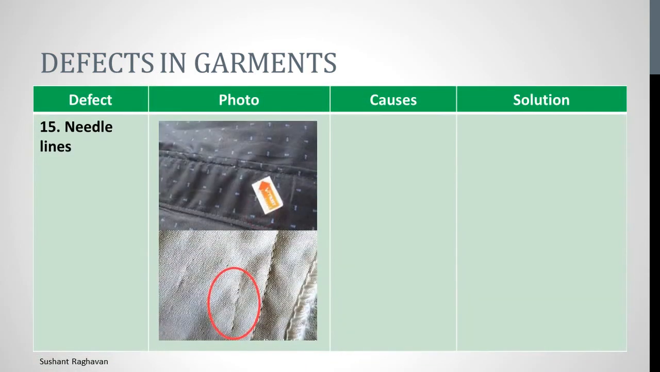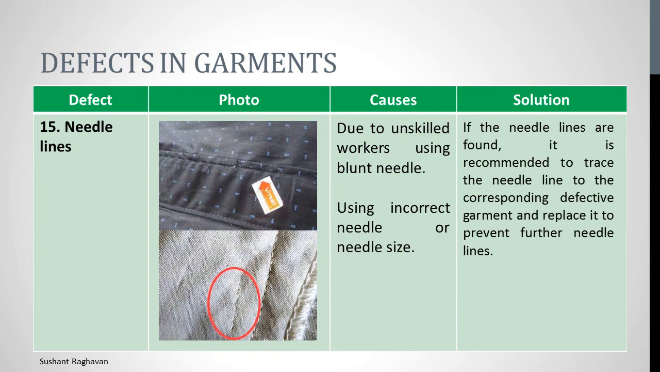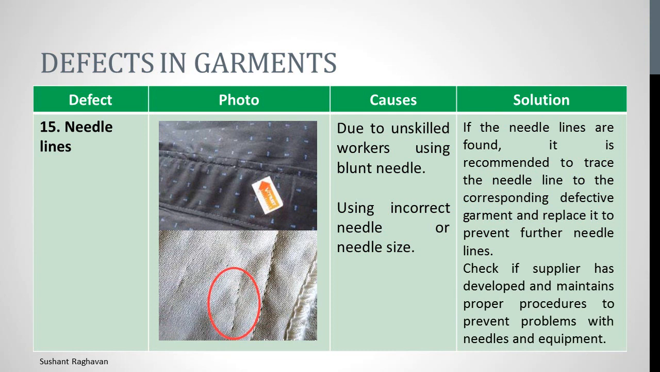Needle lines. Due to unskilled workers using a blunt needle. Using incorrect needle or needle size. If needle lines are found, it is recommended to trace the needle line to the corresponding defective garment and replace it to prevent further needle lines. Check if the supplier has developed and maintains proper procedures to prevent problems with needles and equipment.